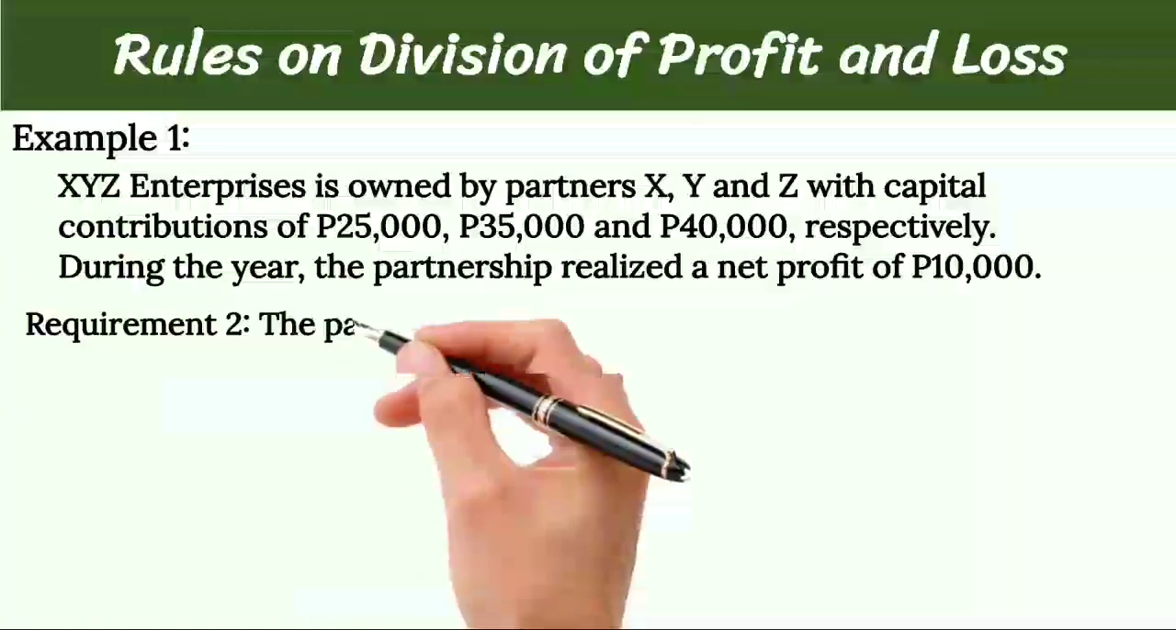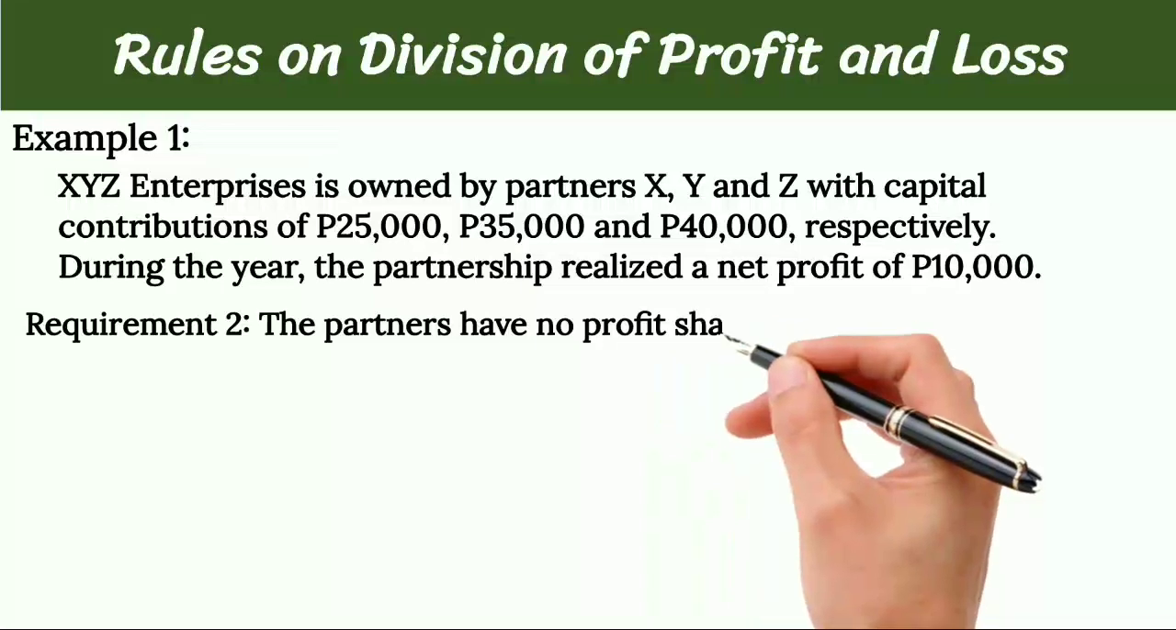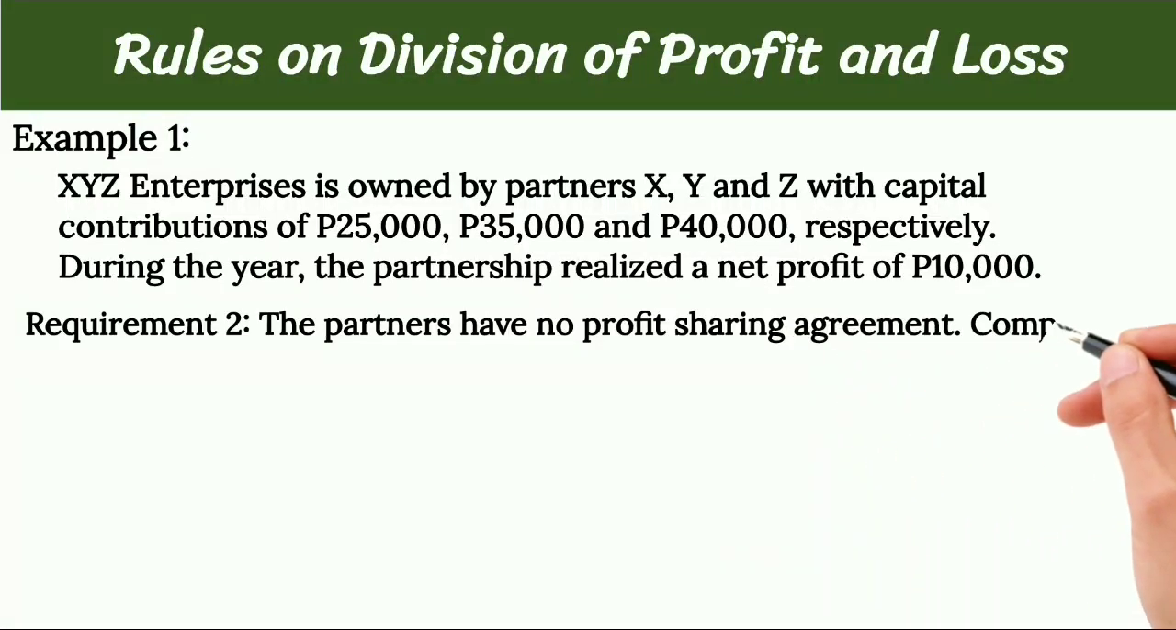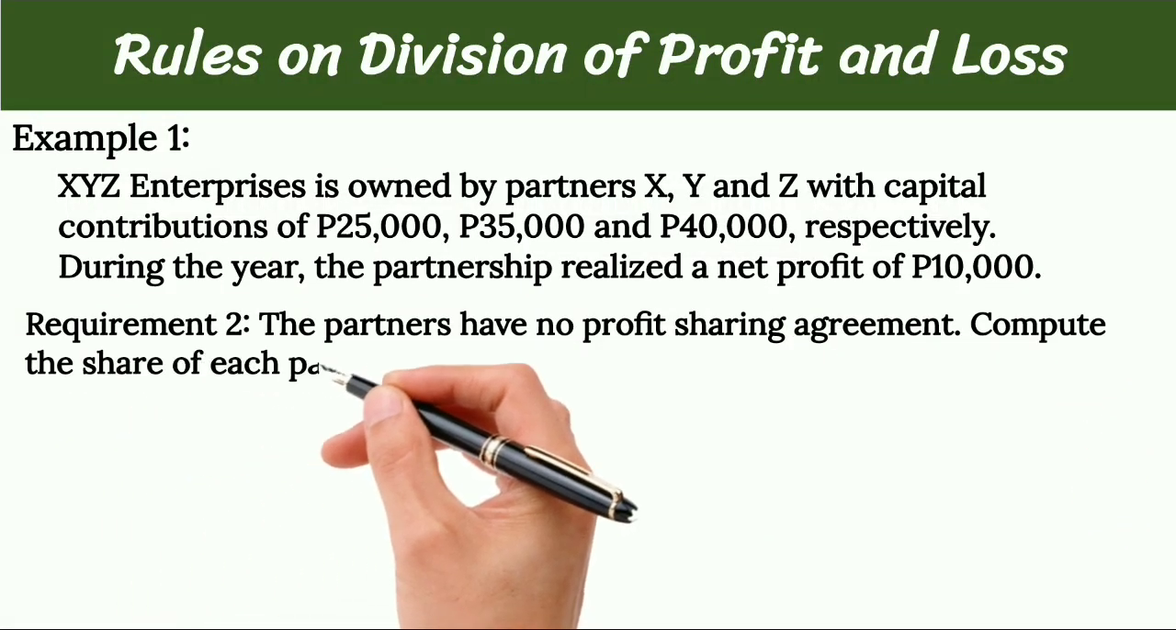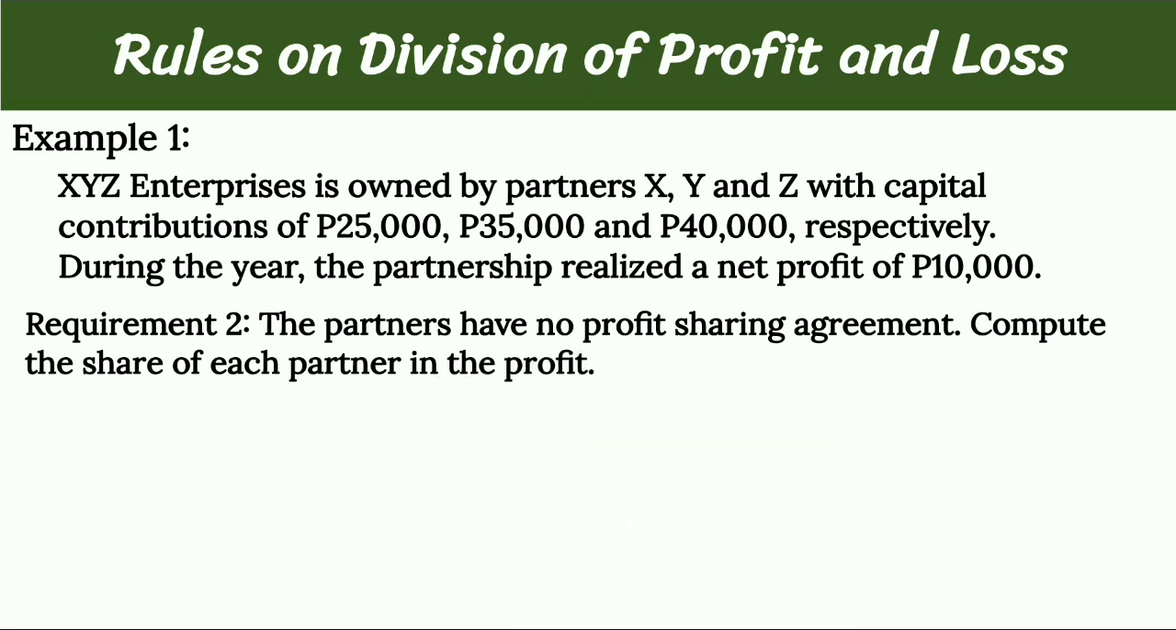Next, requirement number 2, the partners have no profit-sharing agreement. Compute the share of each partner in the profit. So, wala silang profit-sharing agreement. Wala silang pinag-usapan kung paano nila hahatiin yung profit. Dahil wala silang profit-sharing agreement, then magbe-base tayo sa capital contribution ng partners.